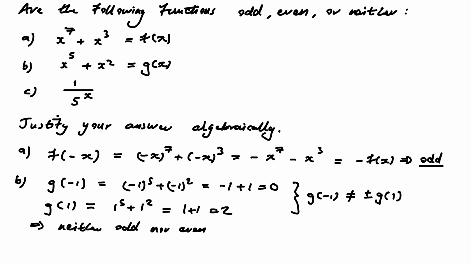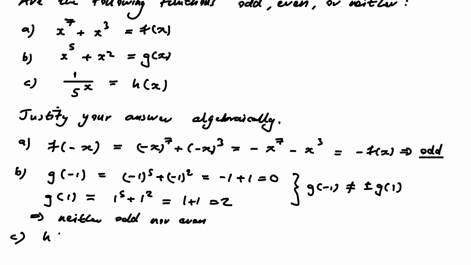And the last case, same story. I don't see any reason ahead of time why it should be odd or even. So let's just test a point. Let's do 1 again, 1 and minus 1. So let's do h of minus 1. That's equal to what? 1 divided by 5 to the minus 1. So what's this equal to? Basic algebra, it's the reciprocal. It's going to be equal to 5 to the 1. Negative of negative 1, that's equal to 5.